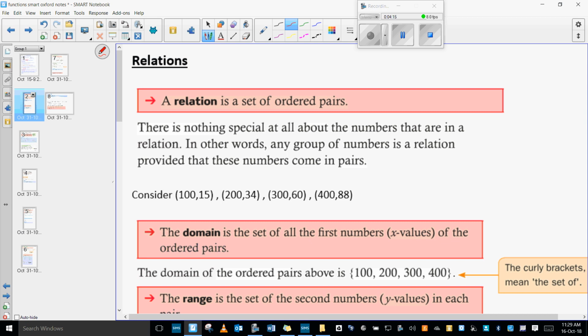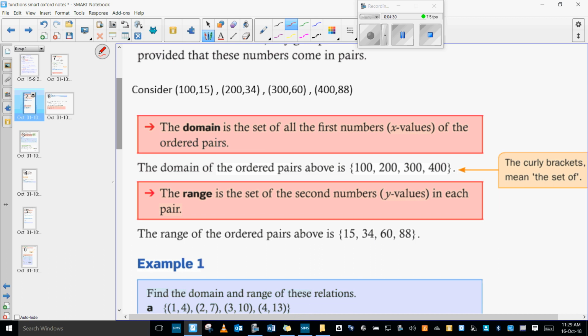Okay, relation. It's a set of ordered pairs. There's nothing special about the numbers in a relation, so it's just coordinates essentially. All right. Domain. If we talk about the domain, this should be familiar to you. The domain of things are your x values. You would have done this at GCSE. It's one of those things that often goes in one ear and out the other. But the domain are the x values. Okay, so the input numbers. It does say x values, you may want to just clarify input. So it's what goes into your formula.